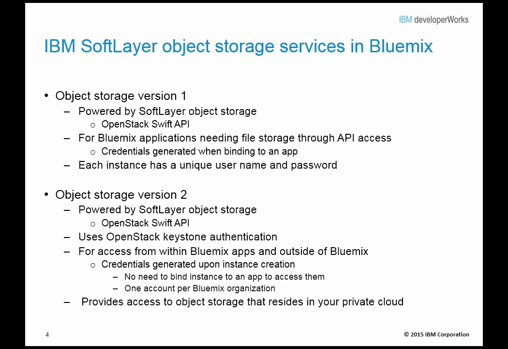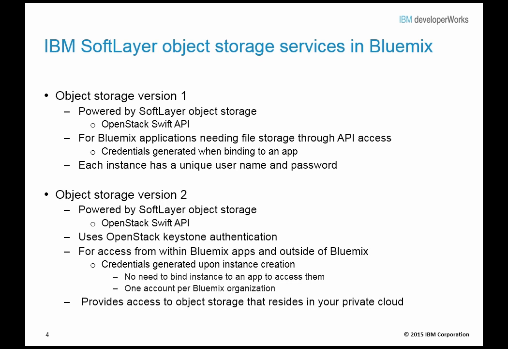IBM Object Storage for Bluemix version 2 provides a flexible usage model to allow the use of object storage on IBM on-premises private clouds or the IBM public cloud. It uses OpenStack Keystone for authentication and is accessed directly using OpenStack Swift API calls. Use this version if you wish to use object storage from outside a Bluemix application, for example from a virtual machine or a container, or if you wish to use object storage that resides in your private cloud.